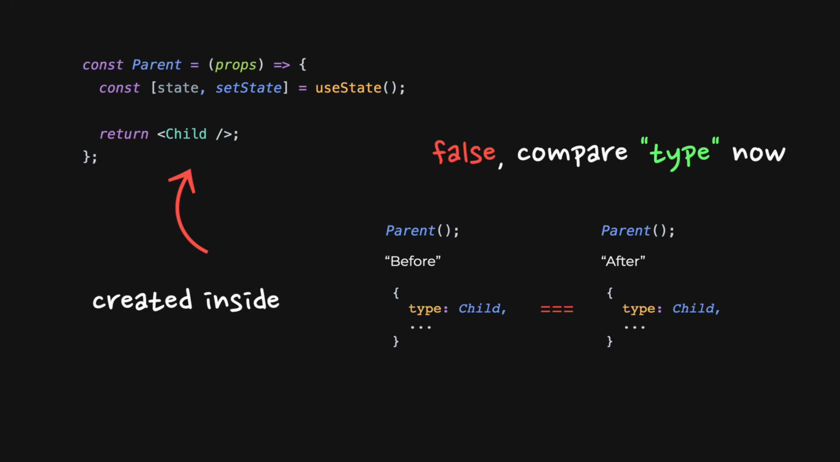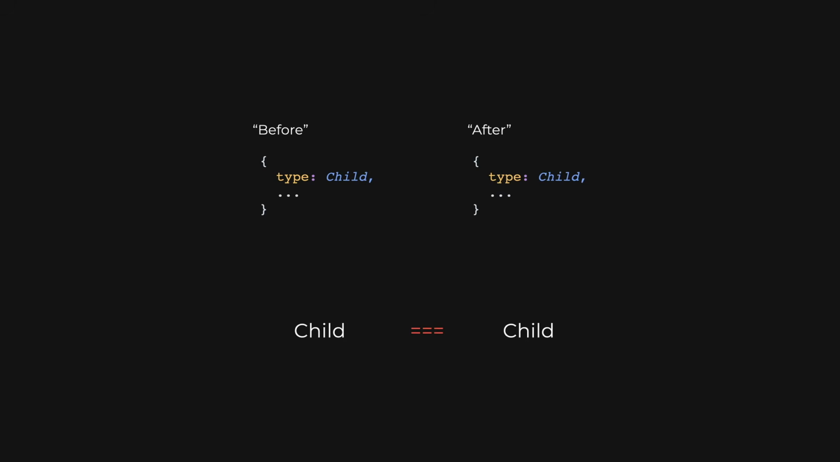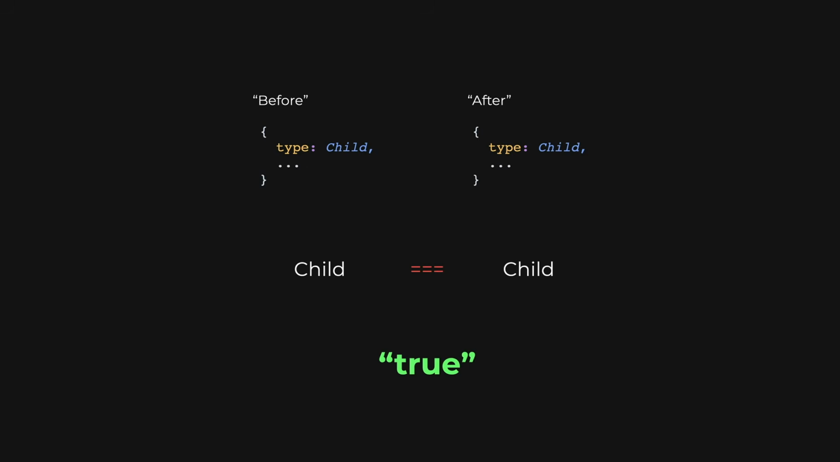Next step, compare type values. Those will be a reference to exactly the same child function. So this comparison will return true and React will re-render the child component, which we already know as a standard React behavior, but it's nice to have proof of it, isn't it?